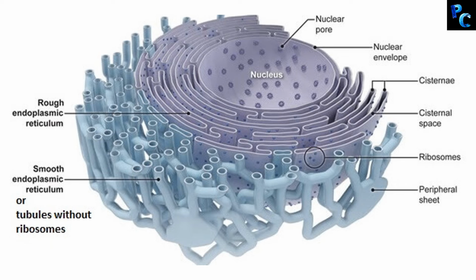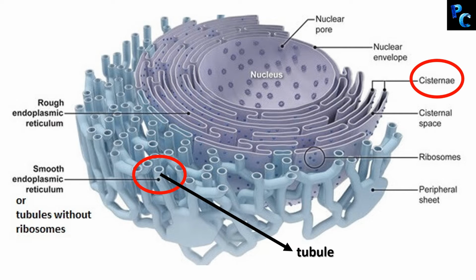So here is the structure of an endoplasmic reticulum. As you can see, the endoplasmic reticulum is connected with the nucleus. And here is the cisternae and here are the tubules. See how it has formed a network within the cell. Did you notice some parts of the endoplasmic reticulum has ribosomes while others do not? We will talk about it in a few minutes.